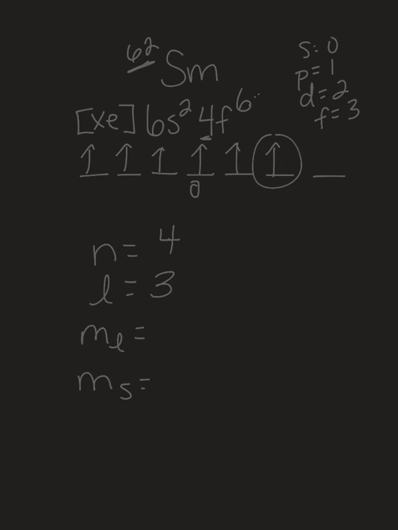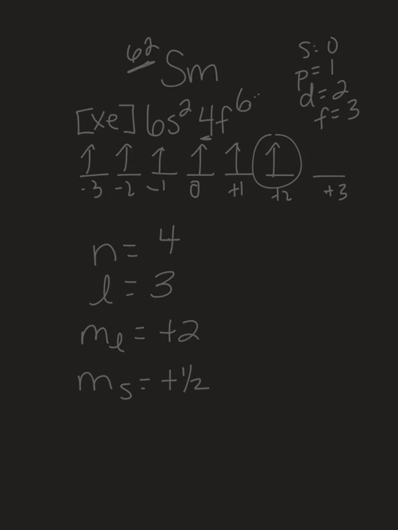So this is going to be 0 right here. This, again, would be -1, -2, and -3. So this would be +1, +2, and +3. Well, my electron is sitting in the +2 orbital. And then it is an up arrow, so it's +1/2. So that's samarium's quantum numbers.